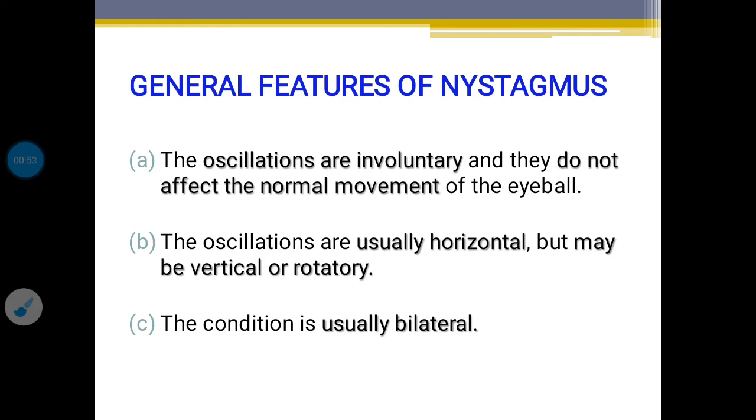Second, the oscillations are usually horizontal but may be vertical or rotatory. So most of the time the nystagmus will be horizontal, or it may be vertical or rotatory. So nystagmus is of three types: horizontal, vertical or rotatory. The third general feature is that the nystagmus condition is usually bilateral.